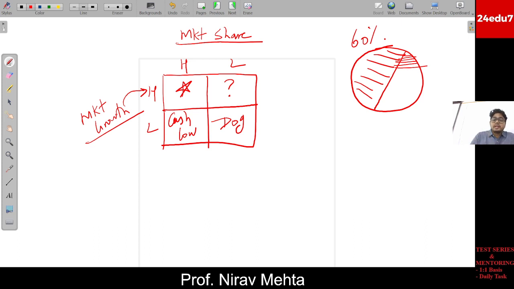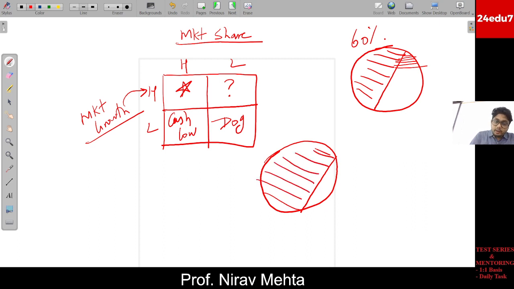Now remember, next, cash cow. Now what is cash cow? Listen, little bit tricky. Consider this is India. What is high in cash cow? High is market share. Out of 100, already 95% are my students. Now, what is low in cash cow? The growth is low. Why? Because I have already captured the market. Already I captured 95% of the market.